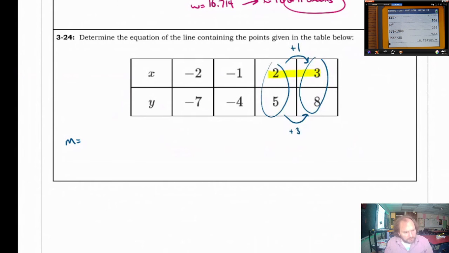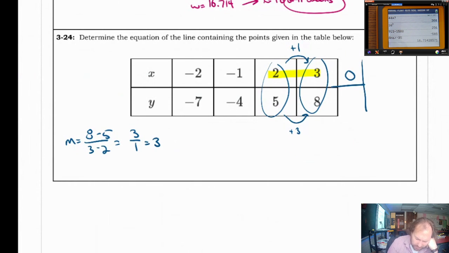Or if you wanted to use the slope formula, you could do 8 minus 5 over 3 minus 2. Just remember the change in y goes on the top of this equation, delta y over delta x. So it would be 3 over 1 for the slope, or just 3. And now you know that, you kind of have to work backwards and figure out what is y when x is 0.